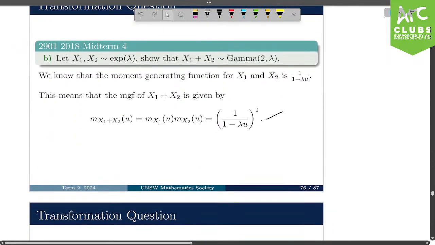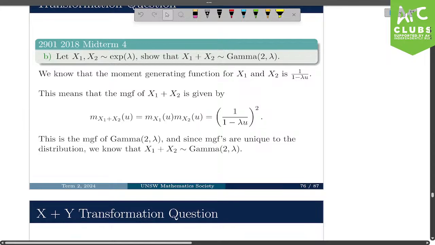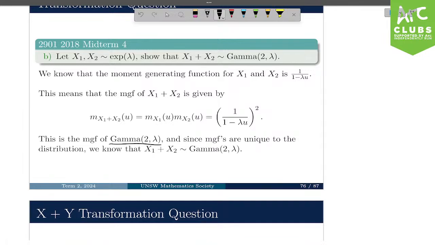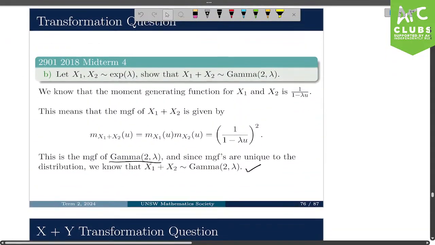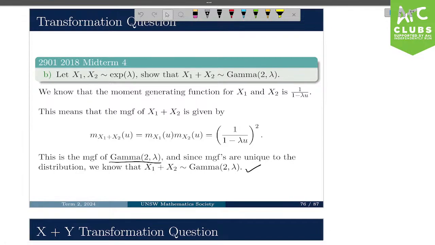Fantastic. And so we keep on pushing forwards. It ends up being the exact same thing. And we know that MGFs, moment generating functions, are very unique to their specific distributions. And so, I mean, that's a cheap way to do the question. I kind of like hammering out pages and pages of algebra and calculus and integrals.